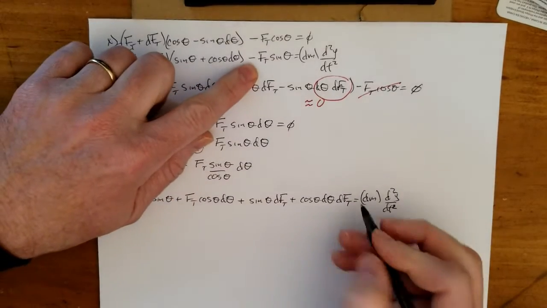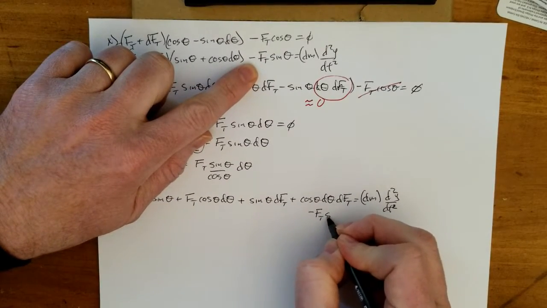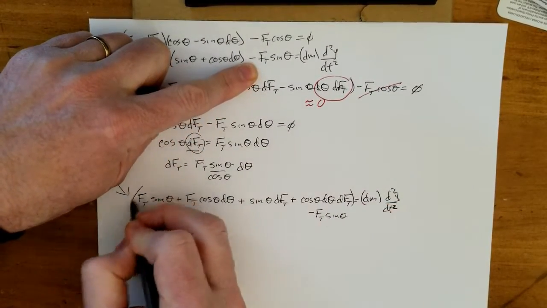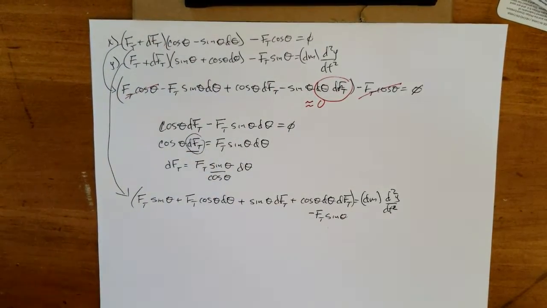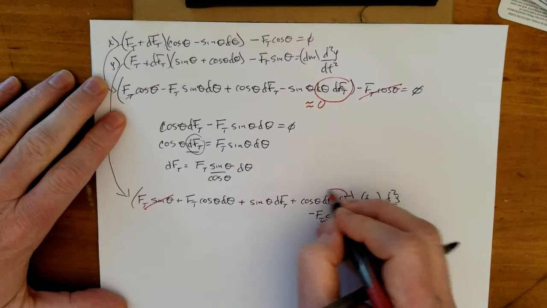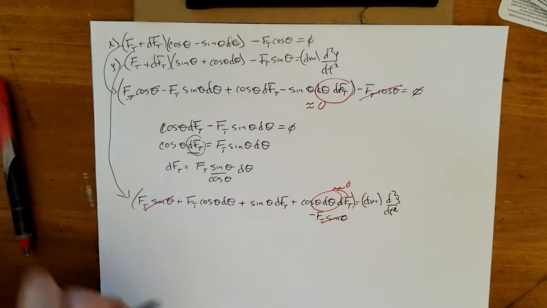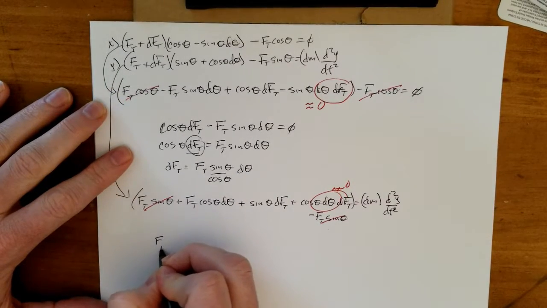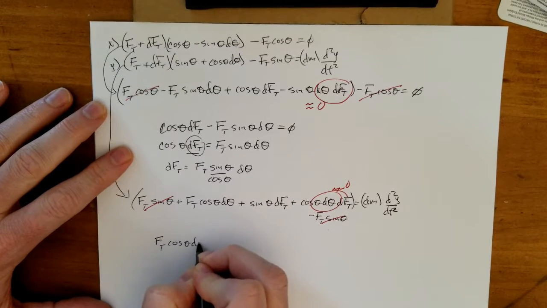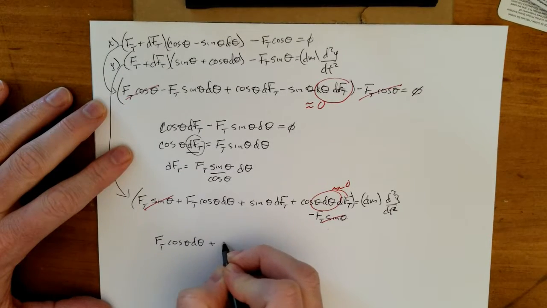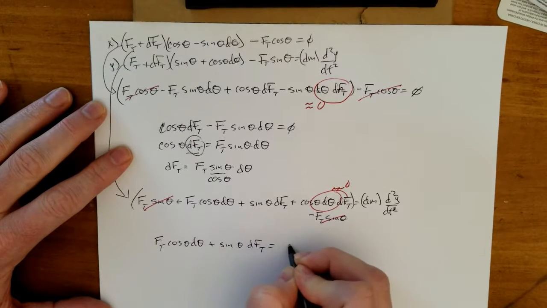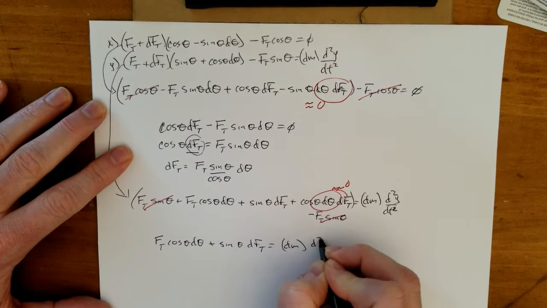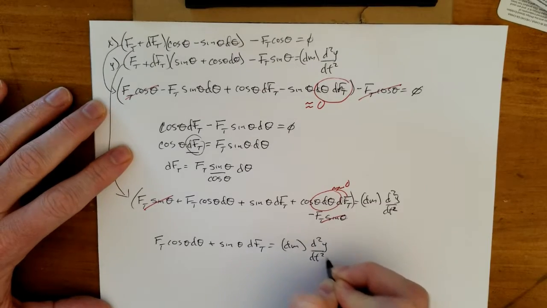And I did it again, minus F_T sine theta. I left that part out. So that's my foiling there, minus F_T sine theta. That is going to cancel out. This is approximately equal to 0. And what I'm left with is my tension times the cosine of theta d theta plus sine of theta dF_T is equal to dm d squared y dt squared.